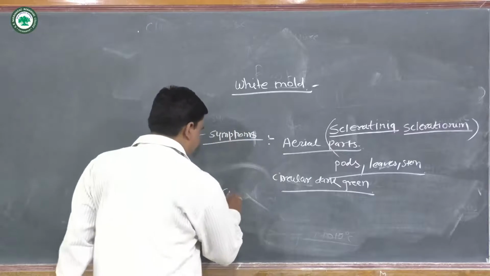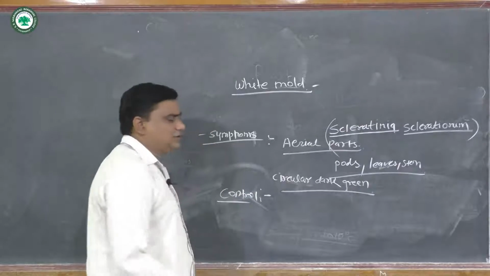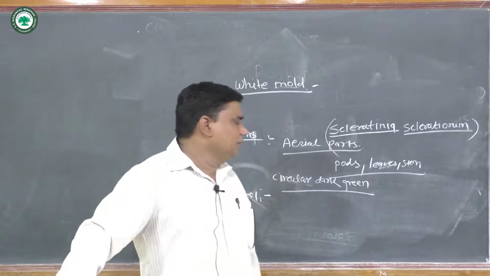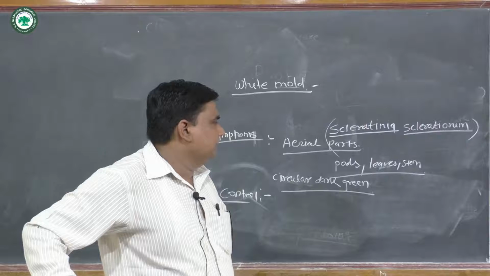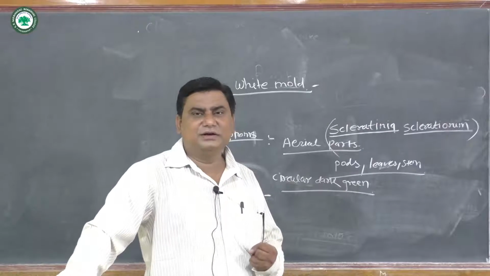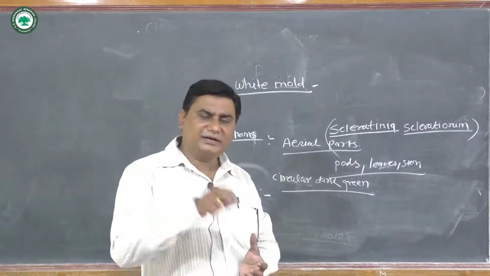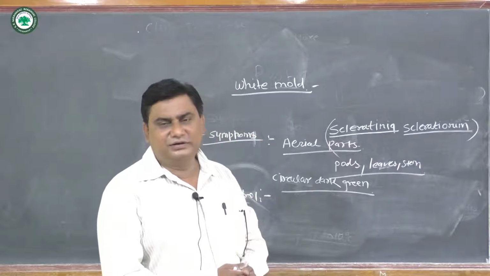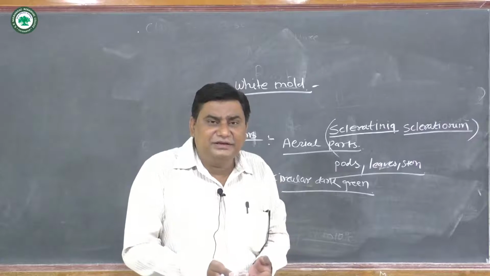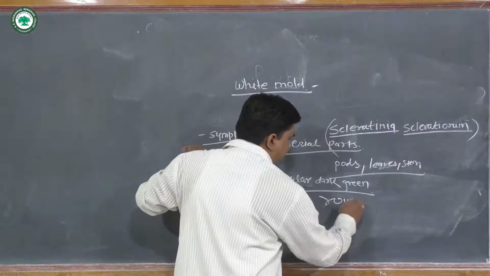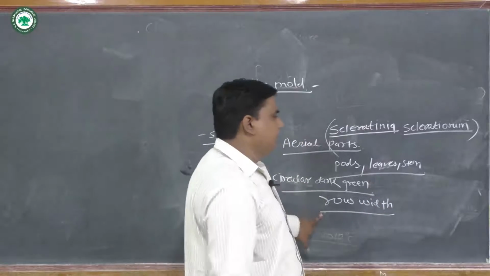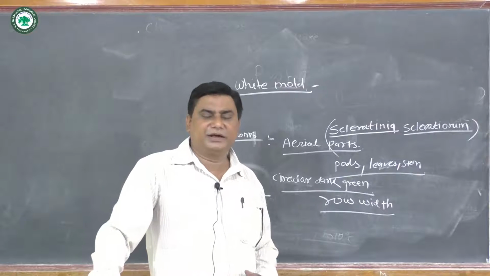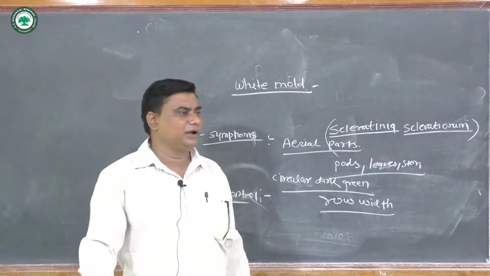Then what are the control or management measures of this disease? First of all, the use of crop rotation. White mold occurs where there is a dense canopy, so another management practice is to reduce the dense canopy by increasing the row width, so that we can manage the disease. Use of fungicide spray is also recommended to control the disease.